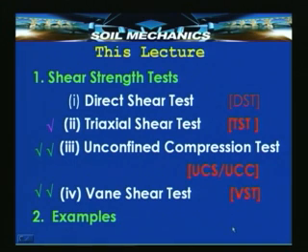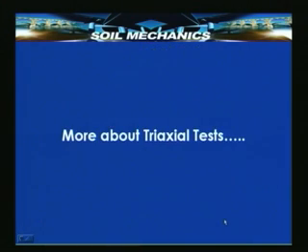Basically, all these tests ultimately are intended to give the shear strength parameters C and phi. If they are total stress parameters, they are C and phi, and if they are effective stress parameters, we generally refer to them as C dash and phi dash. So, we will see a few examples which involve determination of the effective strength parameters or the determination of the total stress parameters. So, more about the triaxial tests.